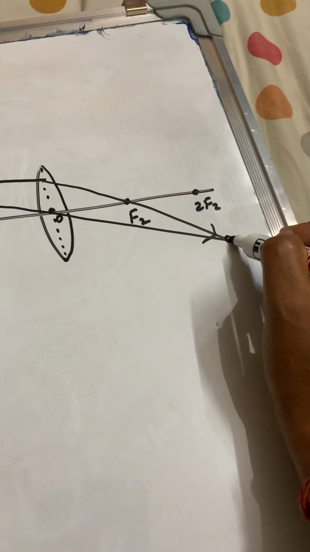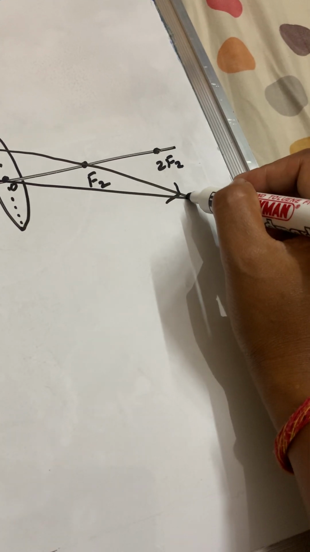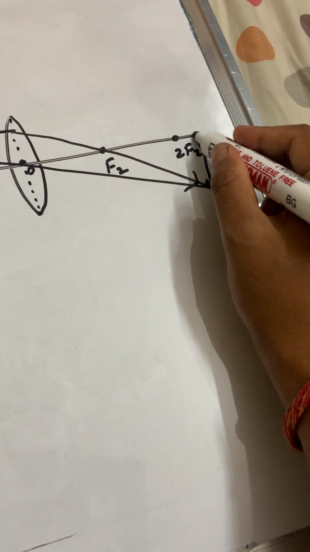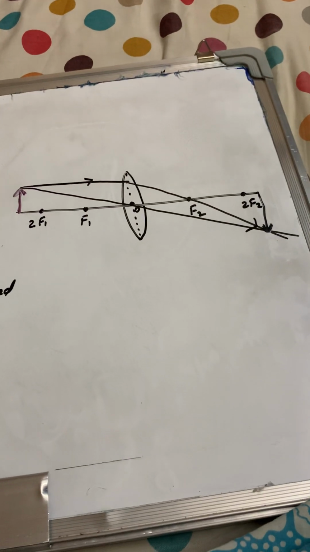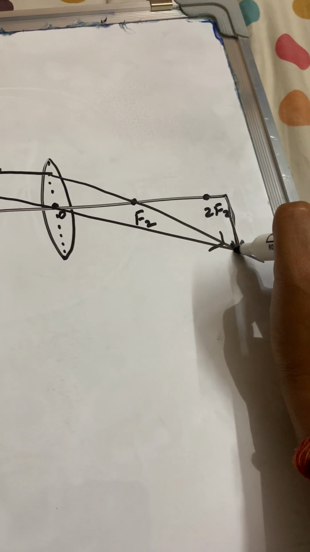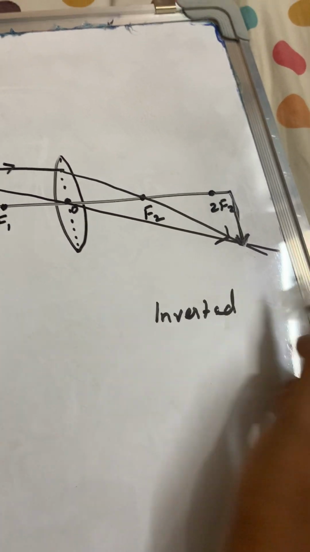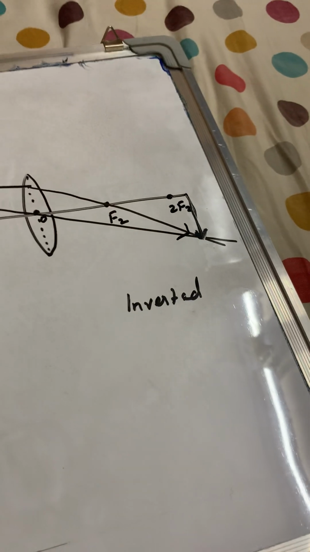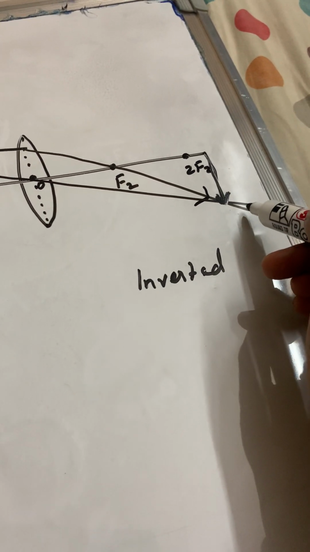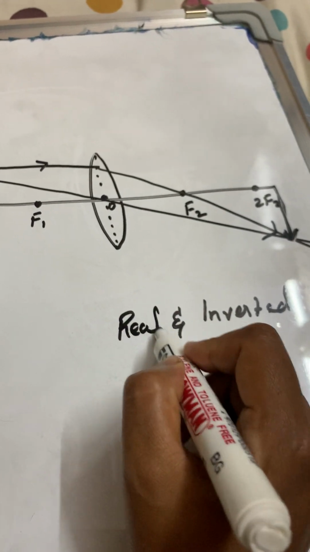Now this is the point where the 2 refracted rays are meeting, and this is the head of the image, and we get the image. So this is the image. Now how does the image look? The image looks inverted. Inverted means upside down. The image is on the other side, and the refracted rays are really meeting, so an inverted image is always real. This we need to keep in mind.